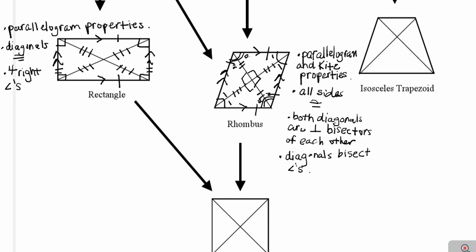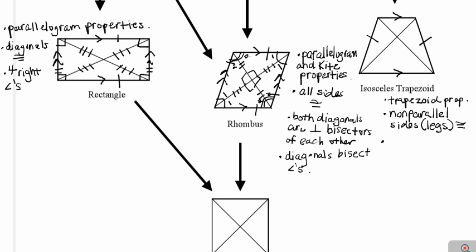Moving on to our next quadrilateral, the isosceles trapezoid, because the arrow from the trapezoid is pointing at it, we know that it has all of the trapezoid properties. And the trapezoid property says that the bases are parallel. Then since it is an isosceles trapezoid, we know the non-parallel sides, or the legs, are congruent. So I'm going to put my tick marks on those legs.